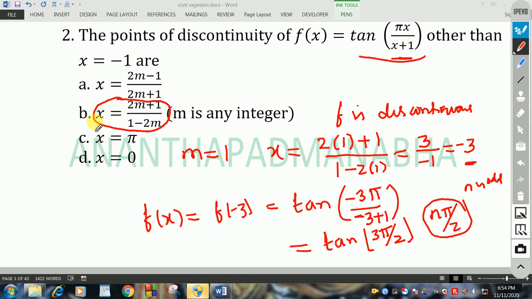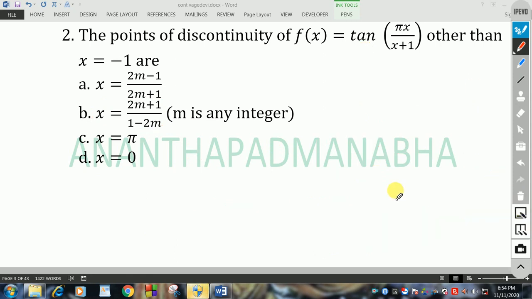So when you choose x equal to 1, that is in option B, we get an odd multiple of pi by 2, that is, the angle is an odd multiple of pi by 2 in f of x. So therefore it is discontinuous. Next, look at the next question.